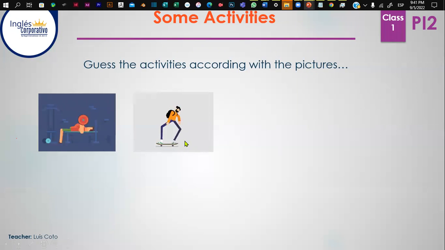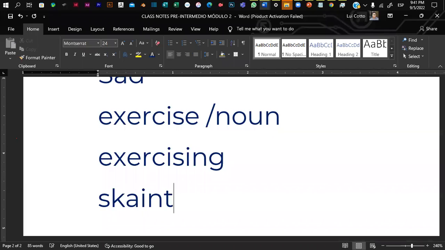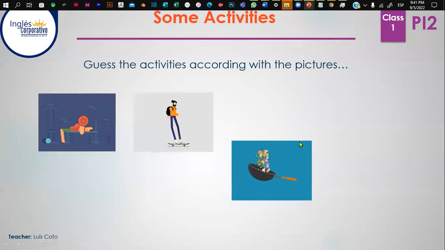Dancing. But the guy has something. The guy is using something. He couldn't be dance. No podría ser dance. What is that? Ah, skating. Yeah, that is skating. Patinando. The next activity.